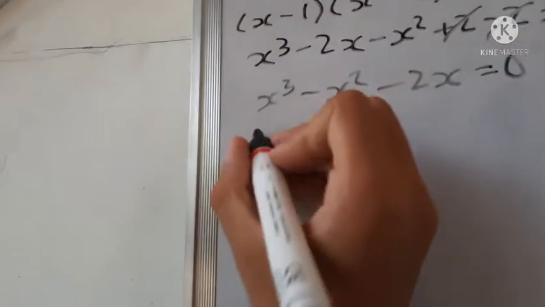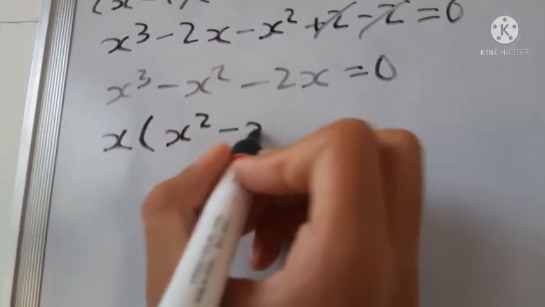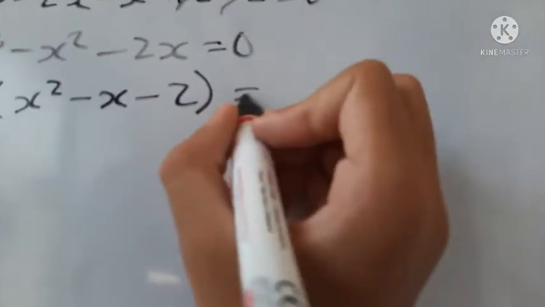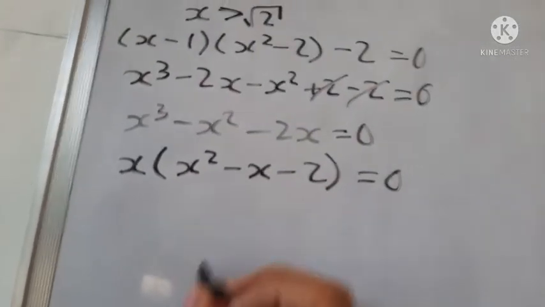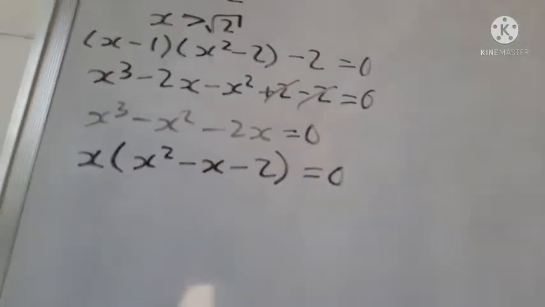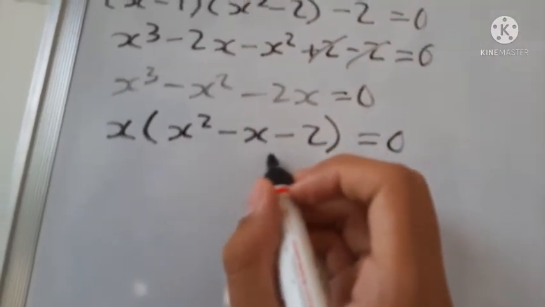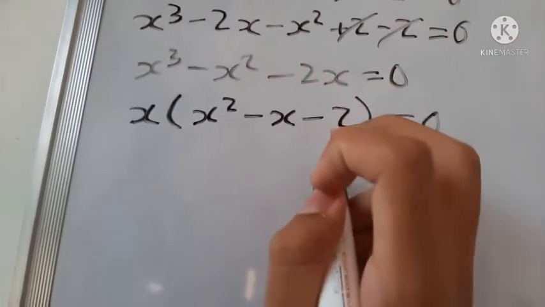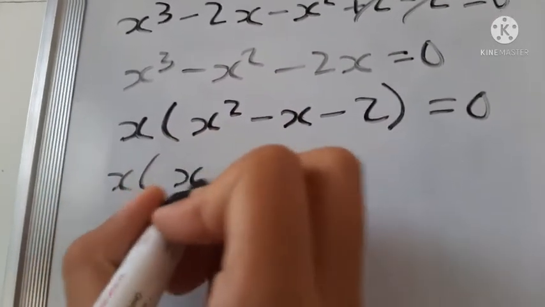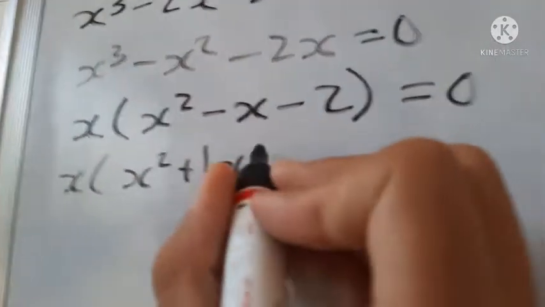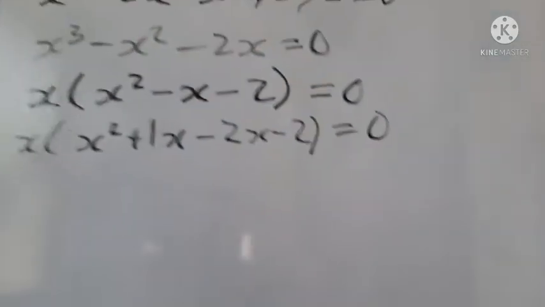Let's first factor out an x. You have x squared minus x minus 2, and this is all equal to 0. For this part, we can split the middle term. I think we can take a plus 1 and a minus 2. So we have x squared plus 1x minus 2x minus 2, and this is equal to 0. Good enough.